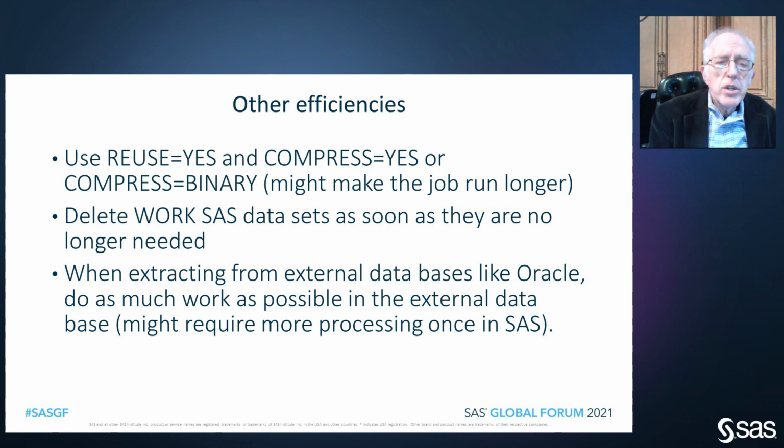There's some other efficiencies. You can use reuse equals yes, and change compress to yes or binary. Changing the compression might make the job run longer because you're compressing and decompressing, but it really speeds things up. And reuse equals yes saves space, because SAS will not normally go back to space it's already used. However, with reuse equals yes, it'll go back to space it doesn't need anymore, so its overall footprint will be smaller during the program.